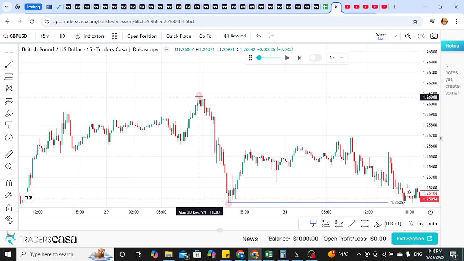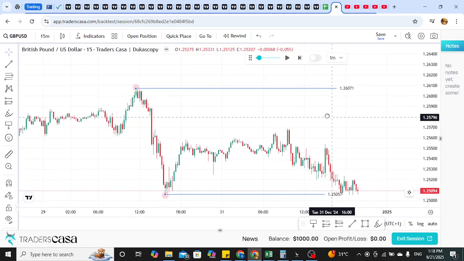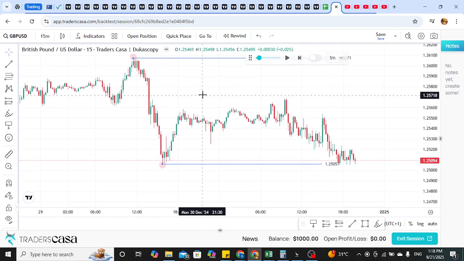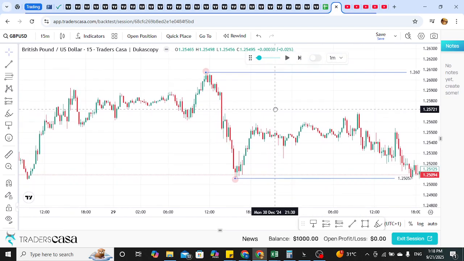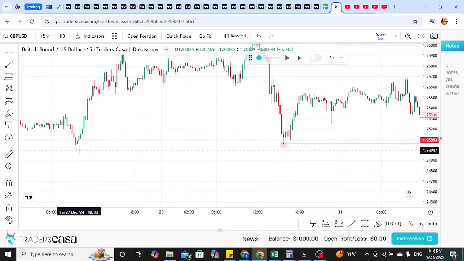Okay, this is the high, 26.71. Okay, this is 0.72, 0.721. So this is the high of the range. And this is the low of the range.